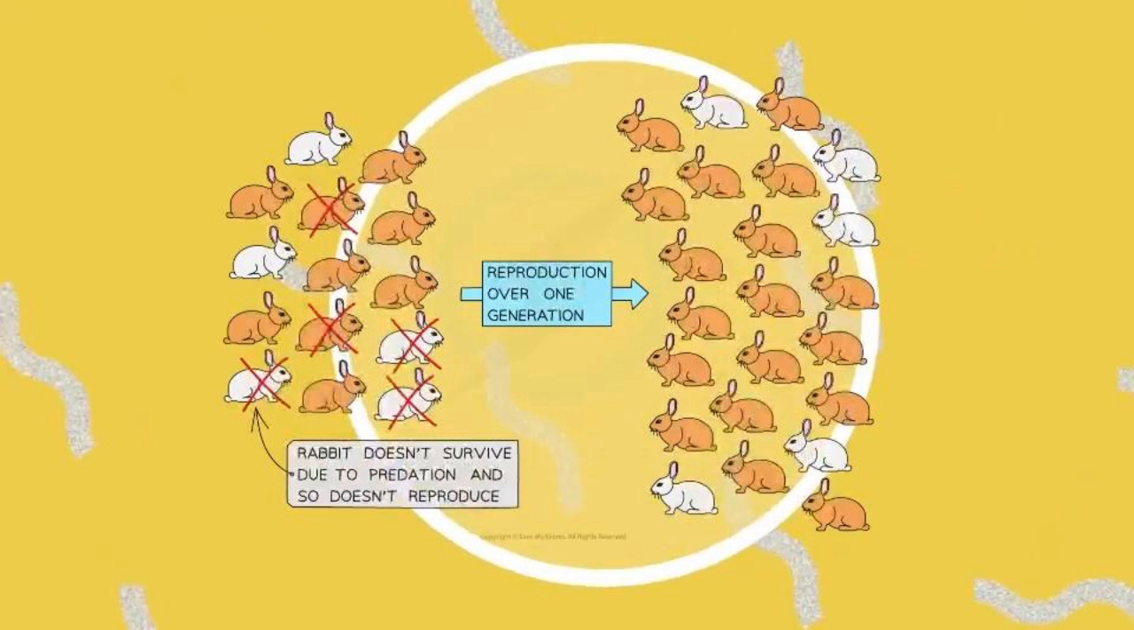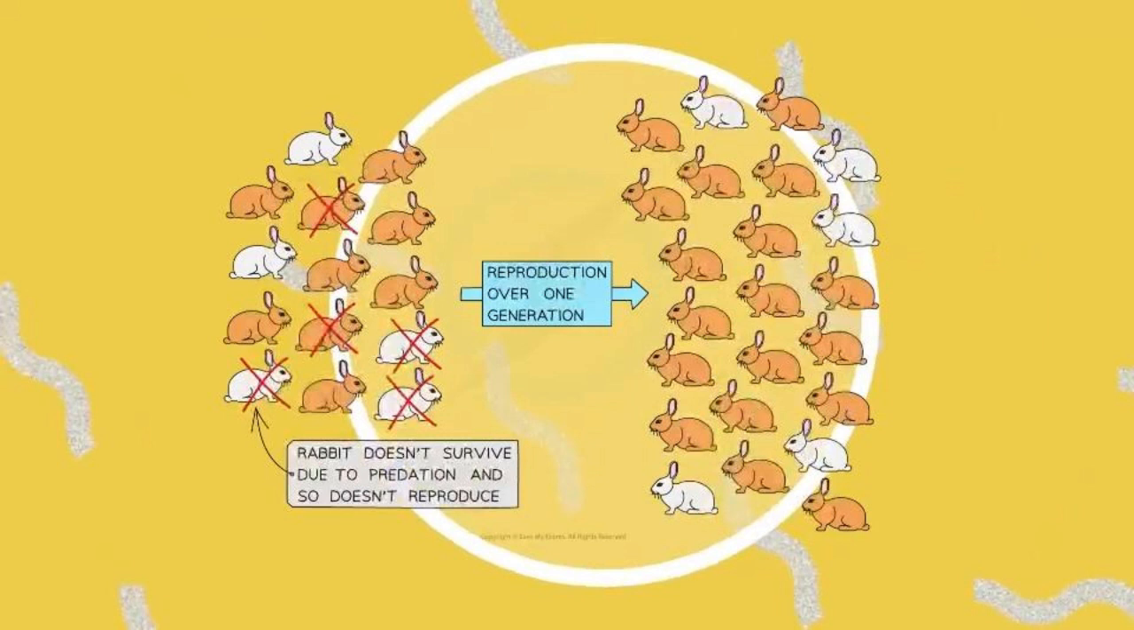But let's go back to our rabbit example and look at an example of natural selection in this population. A variation in fur colour exists within the rabbit populations. At a single gene locus, normal brown fur is produced by a dominant allele, whereas the white fur is produced by a recessive allele in a homozygous individual.